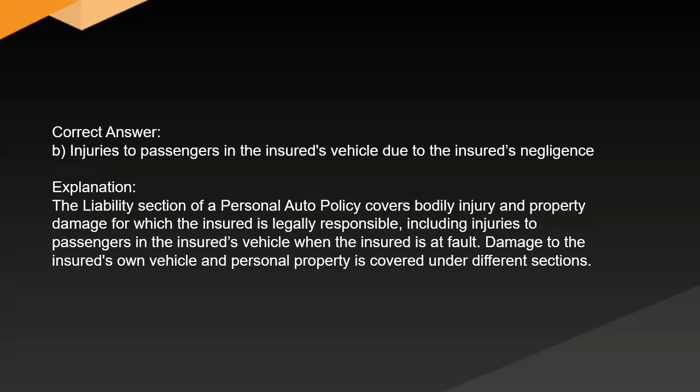Correct answer: B. Injuries to passengers in the insured's vehicle due to the insured's negligence. Explanation: The liability section of a personal auto policy covers bodily injury and property damage for which the insured is legally responsible, including injuries to passengers in the insured's vehicle when the insured is at fault. Damage to the insured's own vehicle and personal property is covered under different sections.